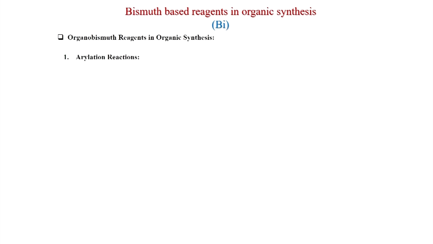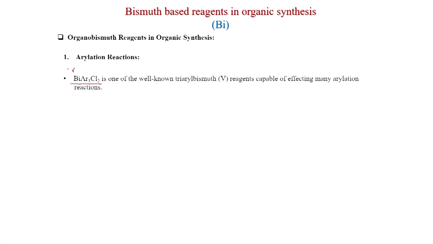Now, we will discuss some examples of reactions of organobismuth reagents. So, this is Ar3BiCl2, bismuth in the 5 oxidation state. This triaryl bismuth dichloride is one of the well known triaryl bismuth 5 reagents capable of effecting many arylation reactions.